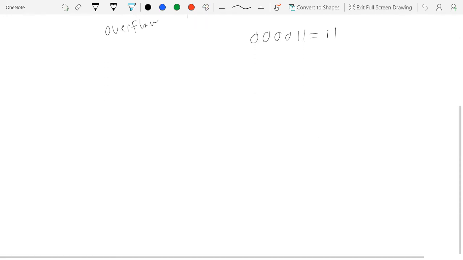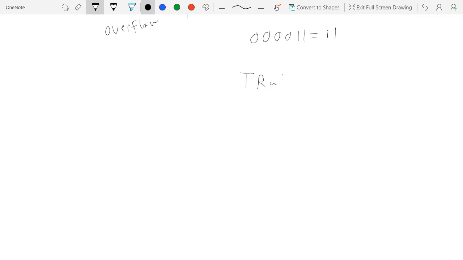So for our truth table, we've got our truth table for a 1-bit adder. So I've got an input A, an input B, and then I've got our carry in input, and I've got our carry out, and then I've got our final output.